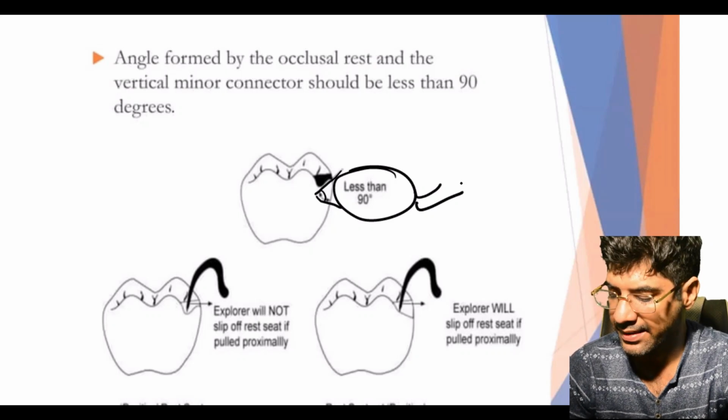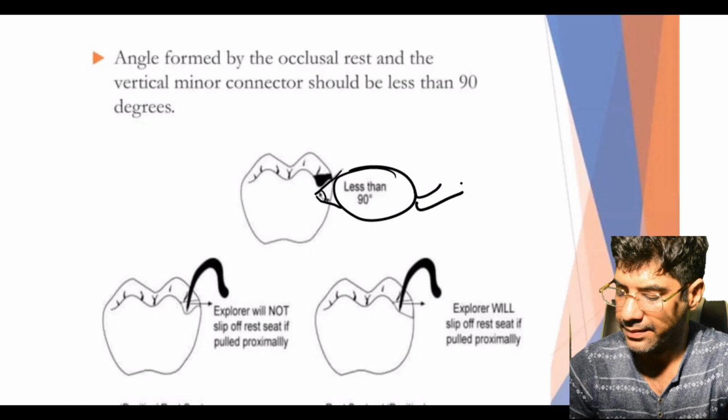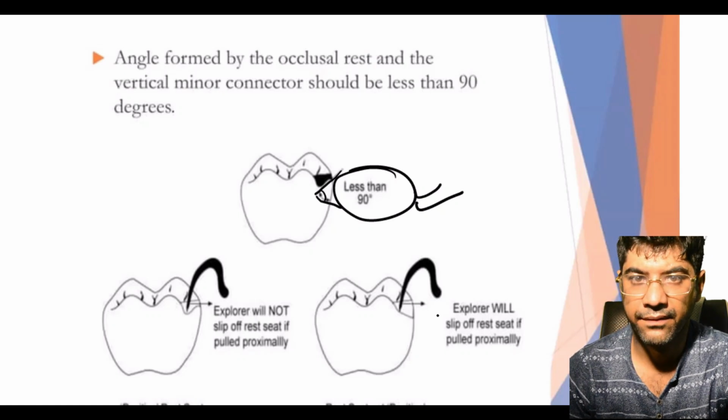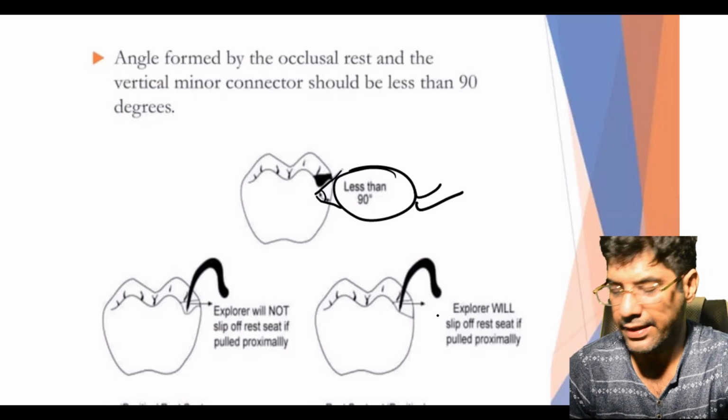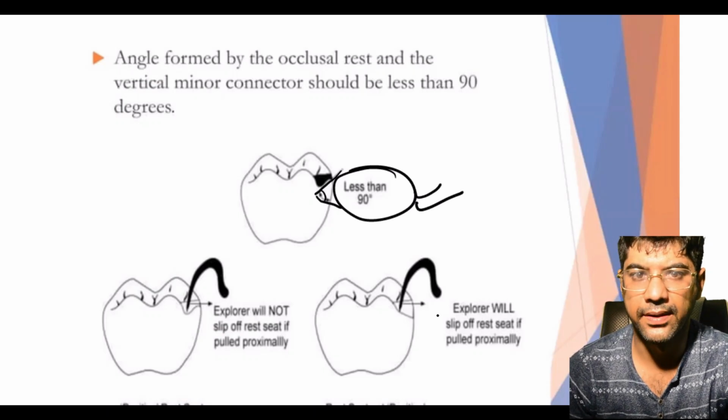So if the angle is greater than 90, the forces might not be transmitted properly along the vertical axis. That can lead to slippage of the prosthesis away from the abutment and can lead to unwanted tooth movements.